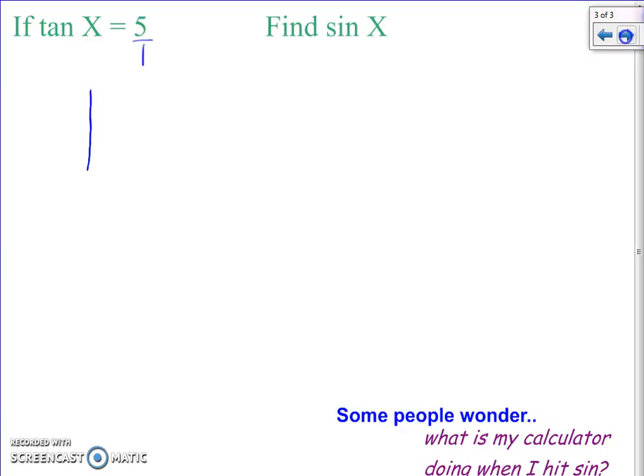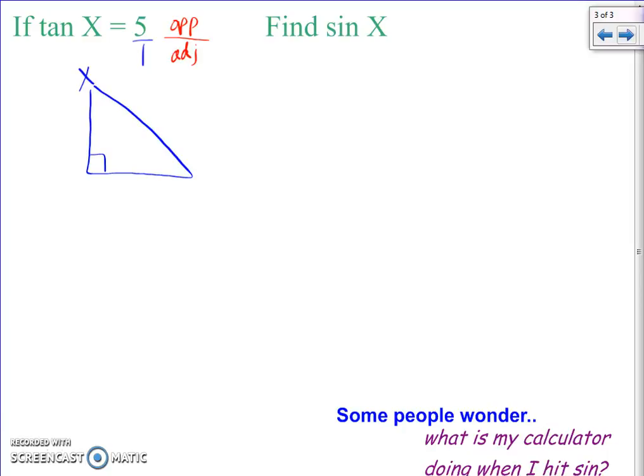Now what you're going to do is you're going to draw a picture. Okay, any old random right triangle. And then whatever angle they've labeled, in this case they put an x there, we'll put that on one of the acute angles. It doesn't matter which one. Okay, now they've given us this ratio here. Now remind me, tangent is what over what? Okay, opposite over adjacent.